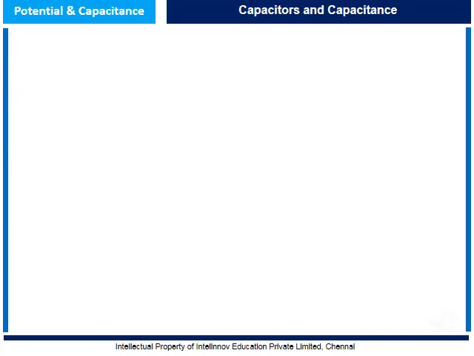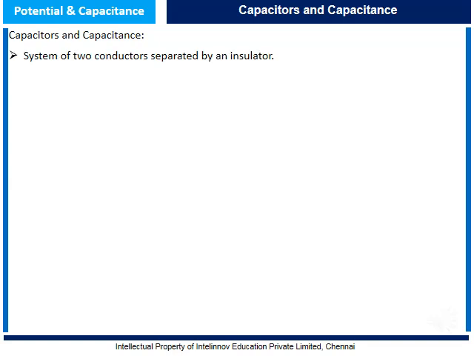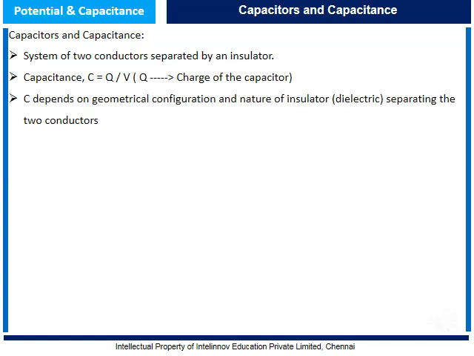Now let us understand capacitors and capacitance. What is a capacitor? A capacitor is nothing but a system of two conductors separated by an insulator. The capacitance is given by C equal to Q by V, where Q is the charge of the capacitor. C or capacitance depends on geometrical configuration and nature of insulator. The insulator is also called a dielectric. It depends on the nature of the insulator separating the two conductors.